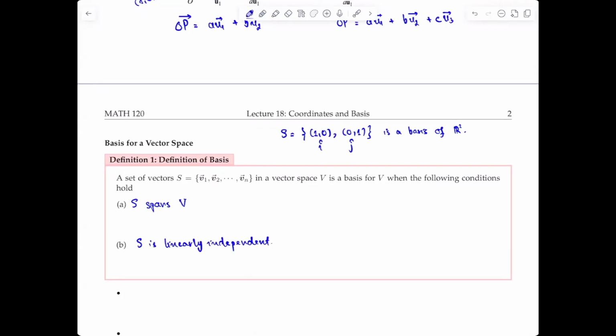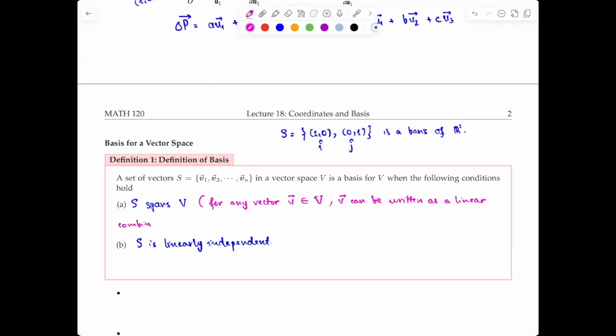A quick description of the first condition, that S spans V: for any vector V in capital V, the vector V can be written as a linear combination of V1, V2, up to Vn. We did problems related to this first condition last week. To see whether S spans V or not, you choose any vector in the vector space V, and then check if V can be written as a linear combination of the vectors in S. If that is the case, then you say S spans V.